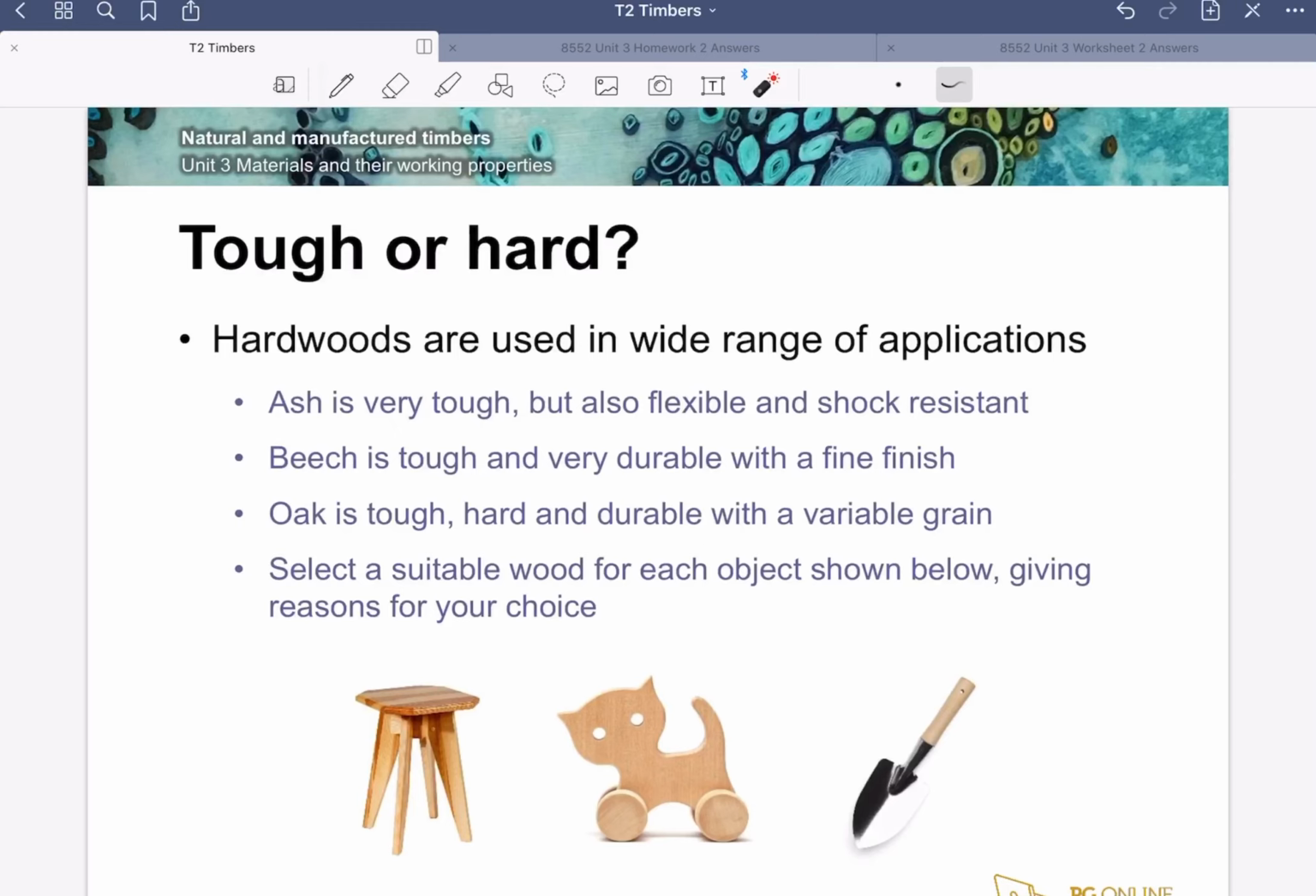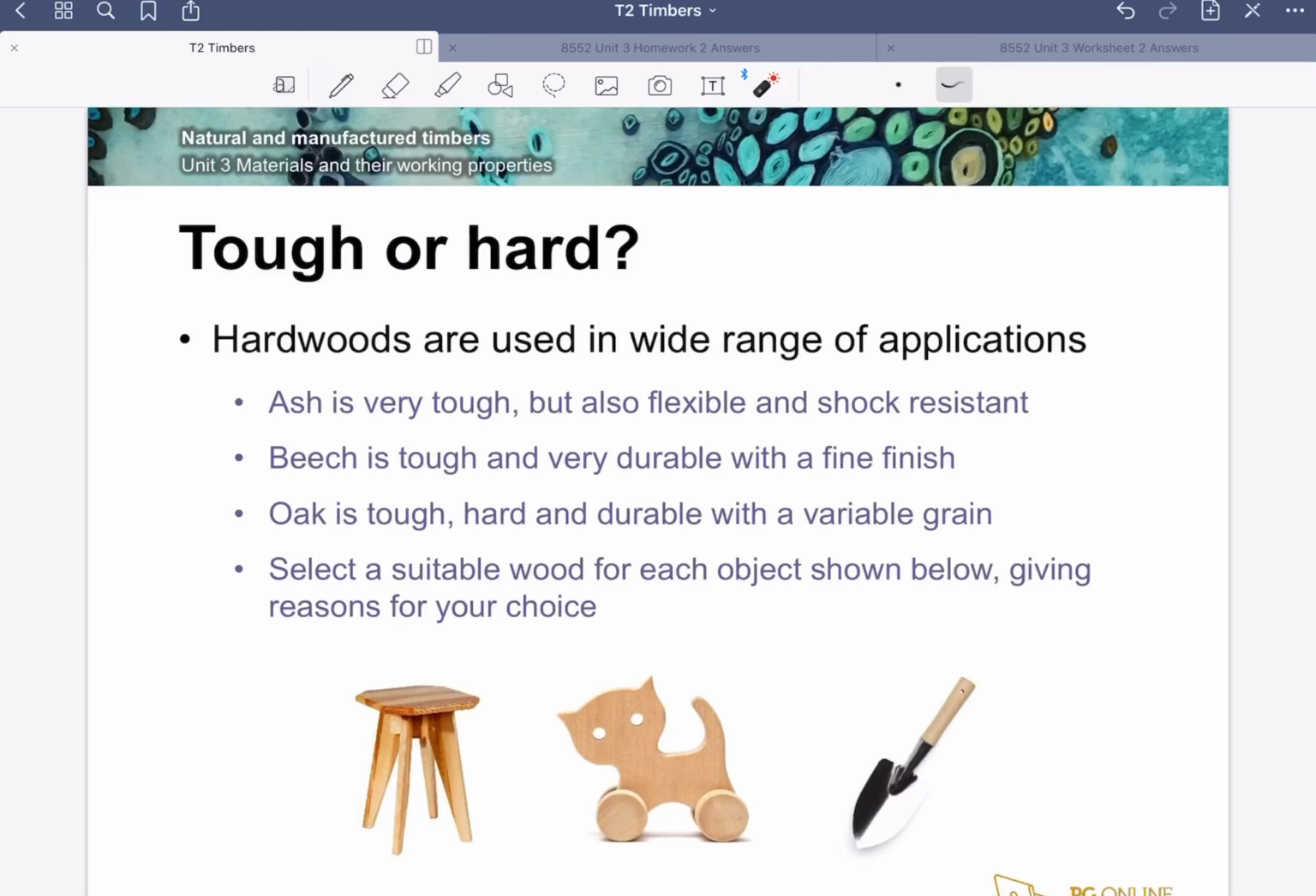And then as it says here on the bottom, try and select one of those that would be suitable. So you could perhaps justify that ash, with it being very tough and flexible and shock resistant, you probably want to make this handle out of ash because it's going to need a bit of shock resistance, especially if you hit a rock in the ground.